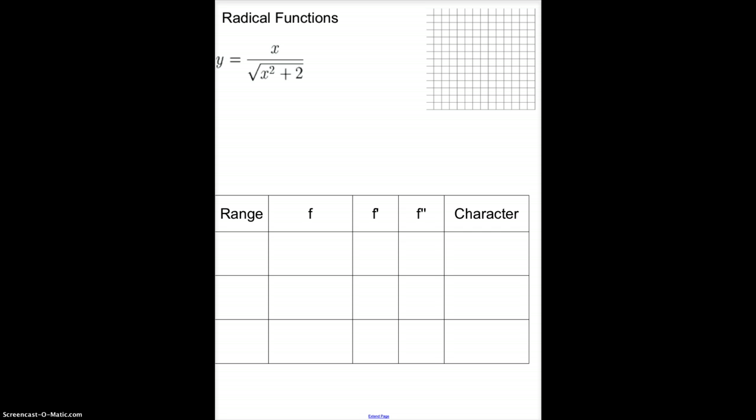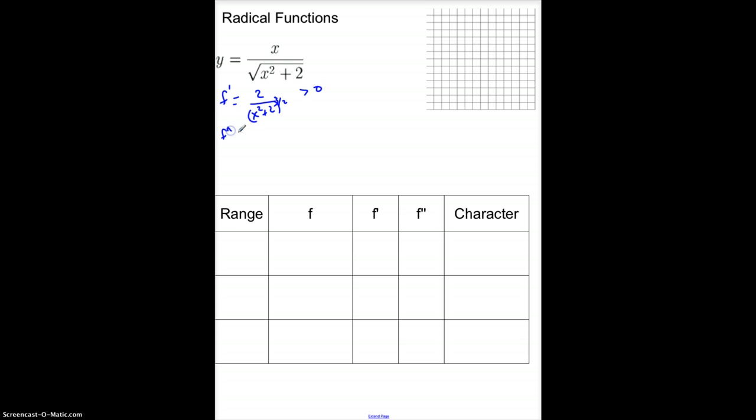Let's look at radical functions. Radical functions are a lot of fun, and you also need to be careful with them. Okay, I'm going to go on and give you the first derivative: 2 divided by (x squared plus 2) to the 3 halves. And we see that this is always going to be positive. You can't have this be negative.